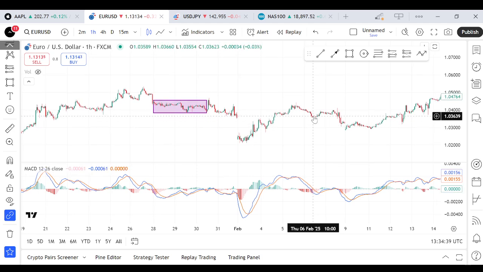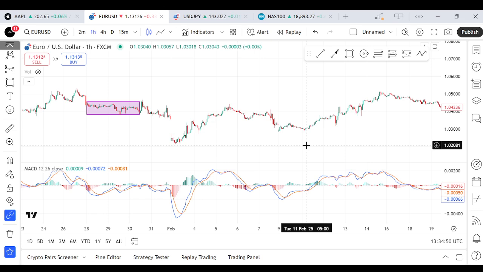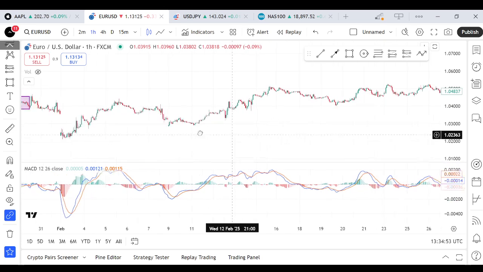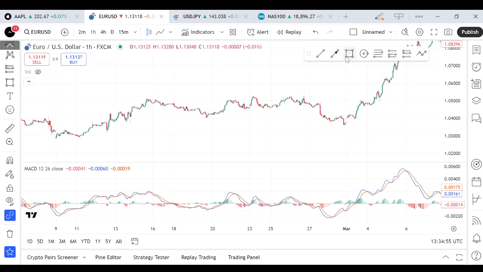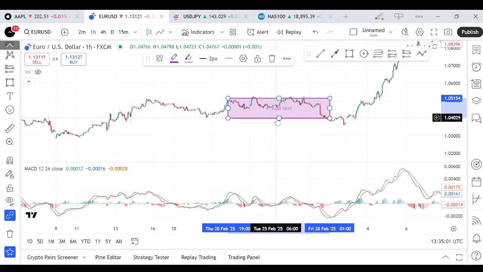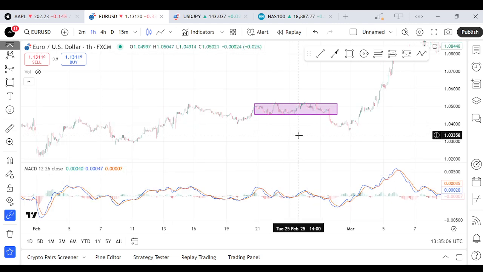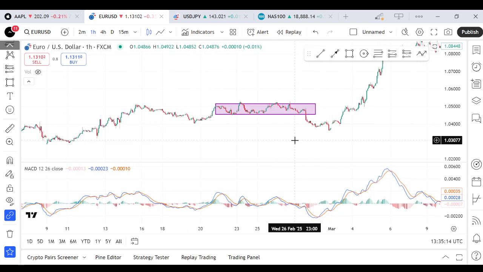So MACD is traditionally associated with trend following strategies, but it can also be highly effective in range bound markets where price fluctuates between established support and resistance levels. Okay, I'm looking for a good range bound market. I have one here where price just keeps ranging and ranging between highs and lows and highs and lows. So in such conditions, the MACD helps identify overbought and oversold conditions within the range, signaling potential reversals.